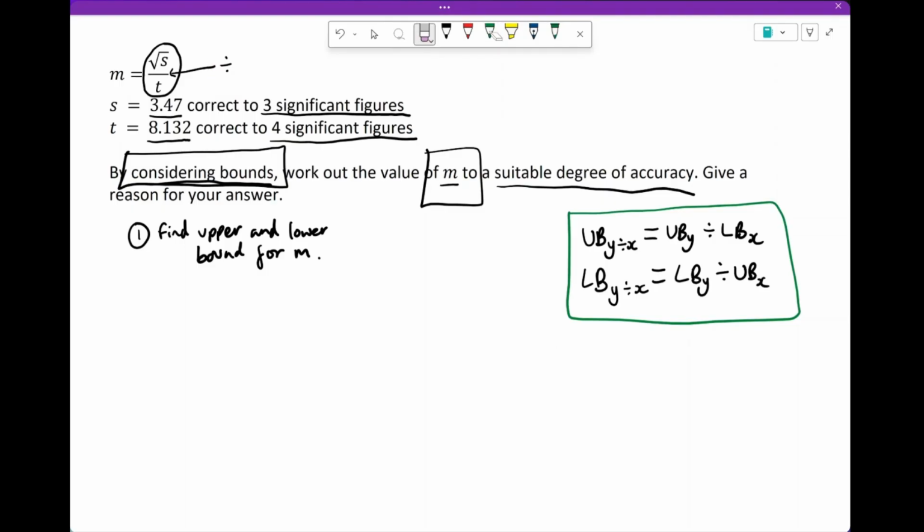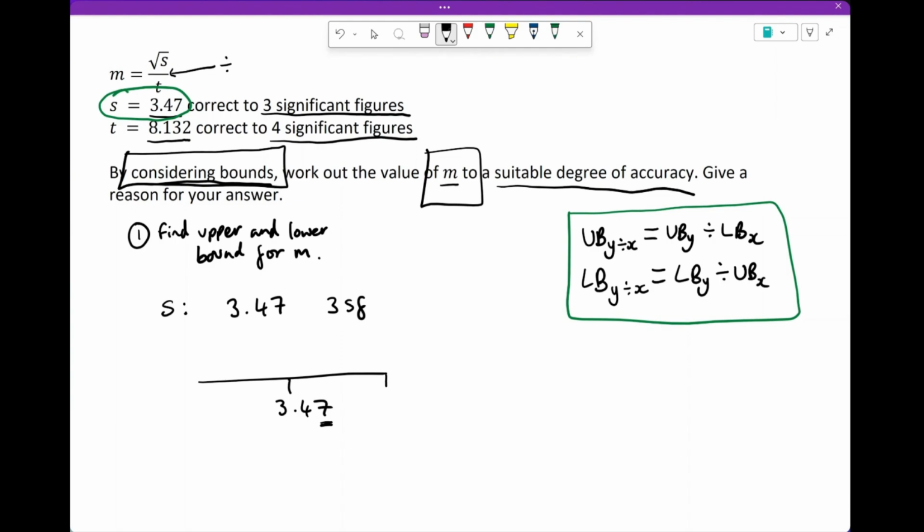So let's start with s, which is 3.47. Okay, so we got s, and it's 3.47, and that is correct to three significant figures. That's our degree of accuracy. So let's put the 3.47 in the middle of my number line. Then we have to identify the third significant figure, so that's going to be the 7. So we're going to add 1 to that place value to get 3.48, and subtract 1 to get 3.46. Then our midpoints are going to be our bounds. So our upper bound is going to be 3.475, and our lower bound is going to be 3.465, like that.